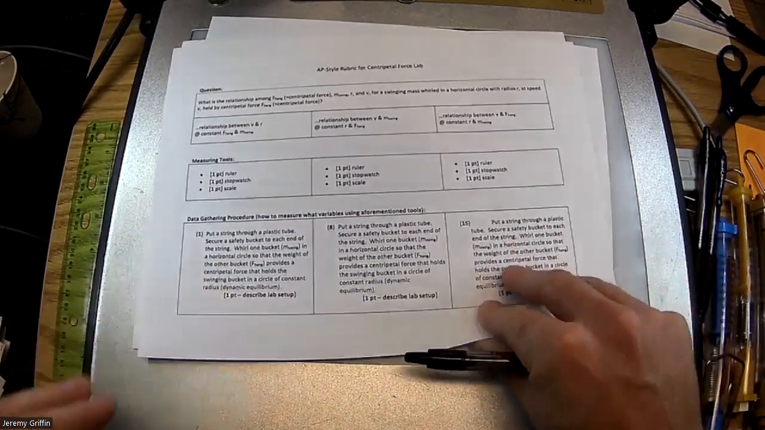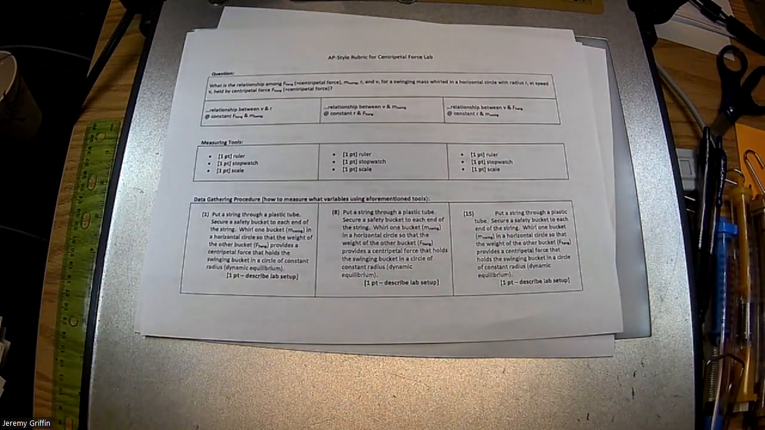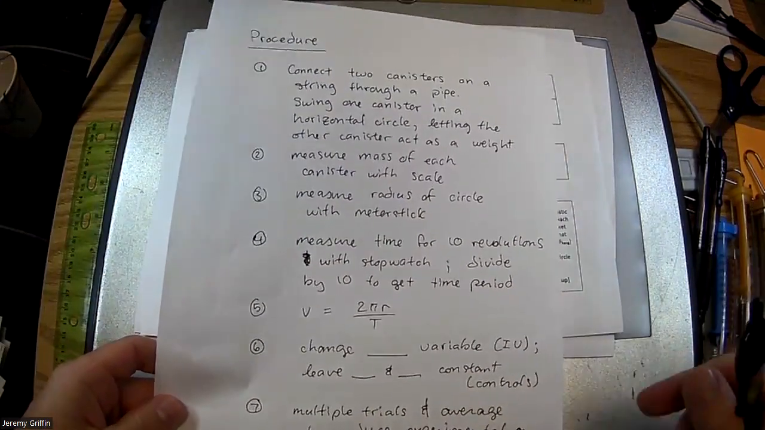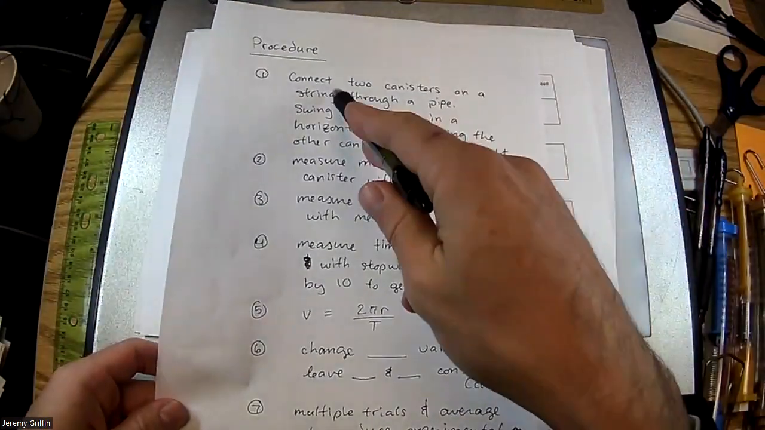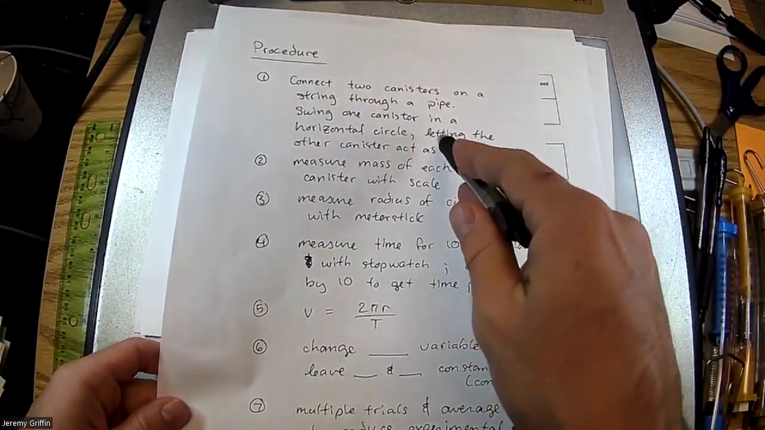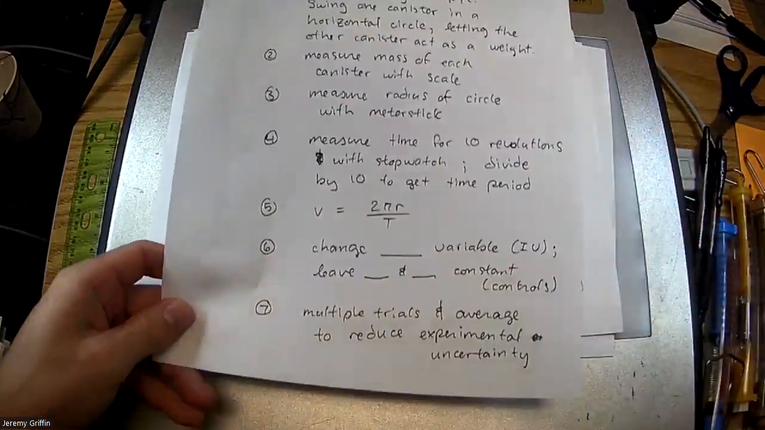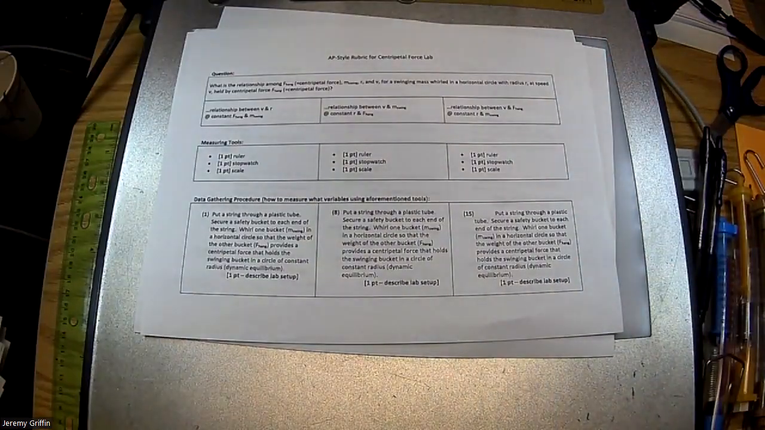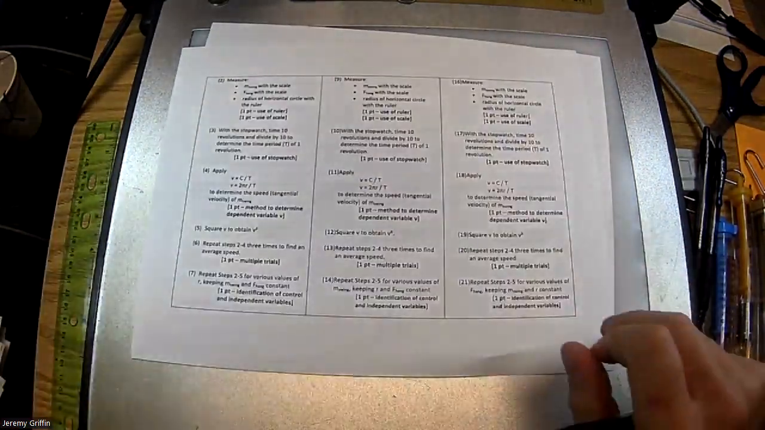Then, which might look kind of like here. It's phrased a little bit differently, but last week I showed you guys a different version that I whipped up in like 2 minutes. Connect 2 canisters through a pipe, swing in a horizontal circle, and so on. Anyway, some kind of procedure, and the first step is basically to describe the setup. That's what we just looked at.